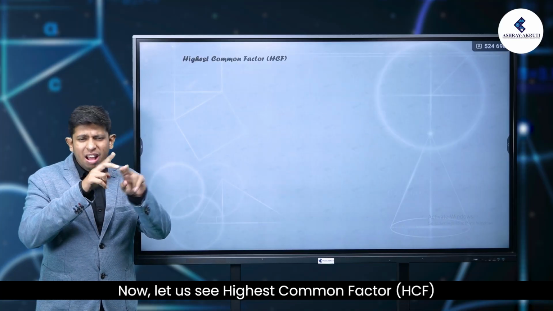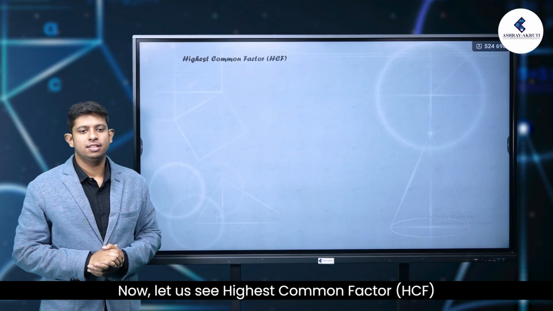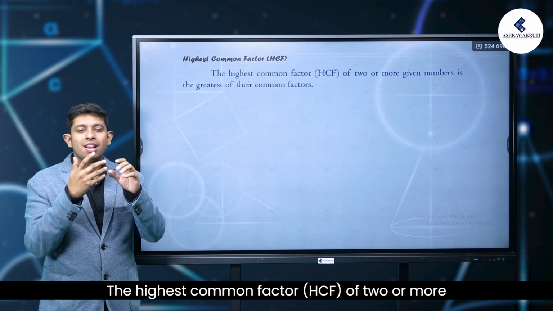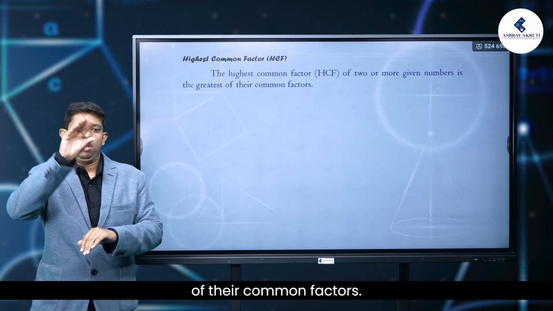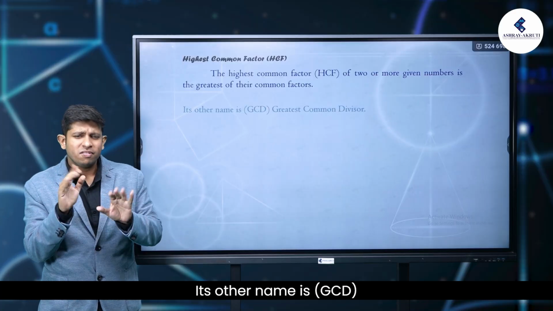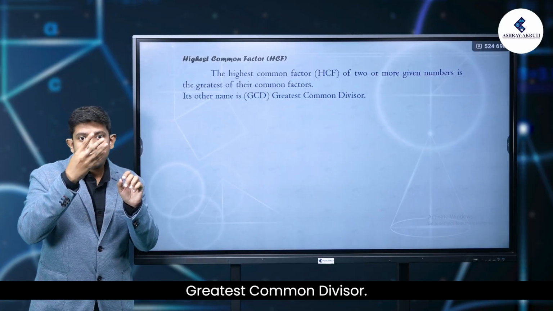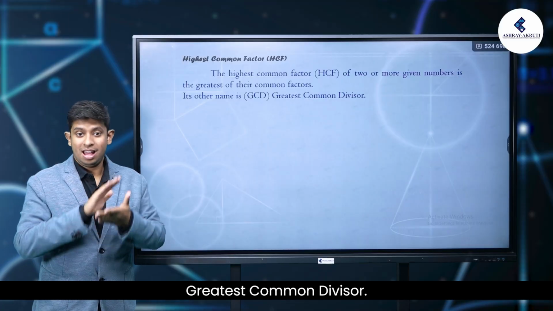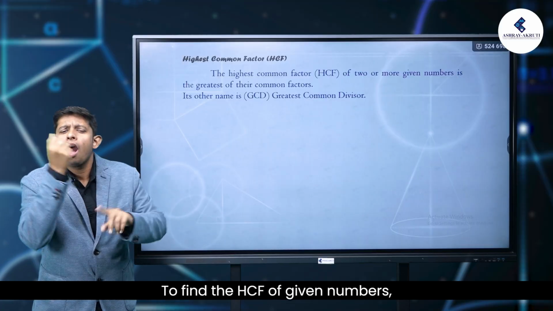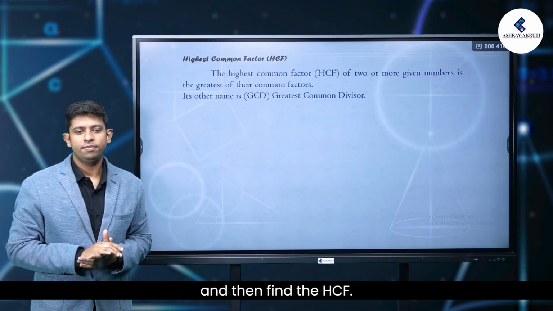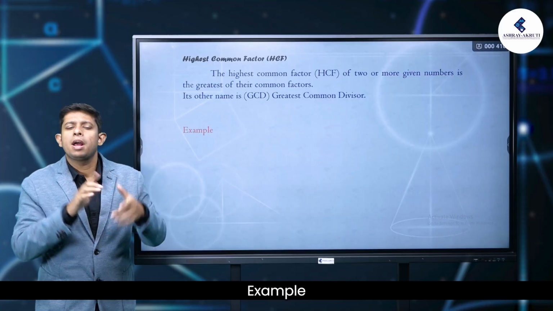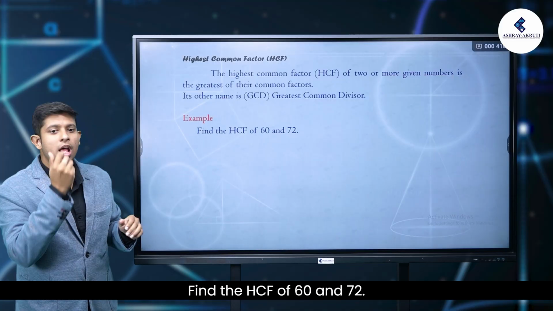Now let us see highest common factor, HCF. The highest common factor of two or more given numbers is the greatest of their common factors. Its other name is GCD, greatest common divisor. To find the HCF of given numbers, we have to find the prime factorization of each number and then find the HCF. Example: find the HCF of 60 and 72.